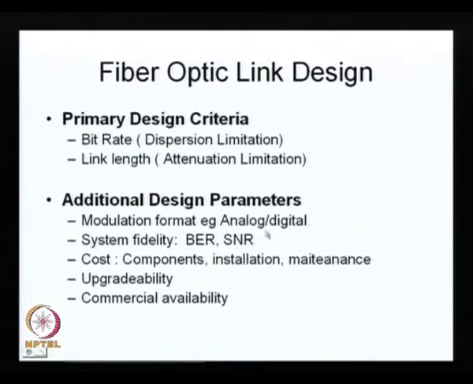And we can have analog modulation, which could be amplitude, or some kind of subcarrier modulation, and then we can modulate this on the optical carrier. So, the modulation format would be one of the additional parameters for designing the optical link. Then, as we mentioned earlier, we have the parameter called system fidelity, which is measured in terms of bit error rate for a digital system and the signal to noise ratio for an analog system.